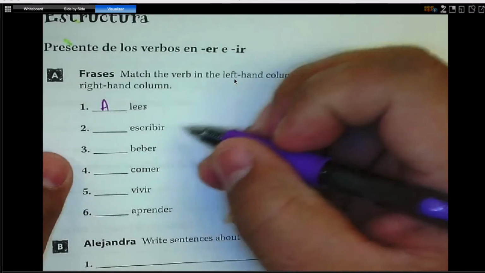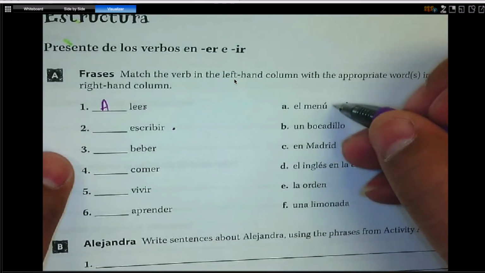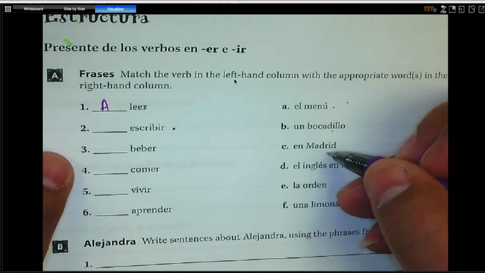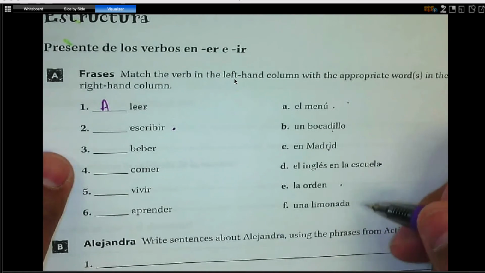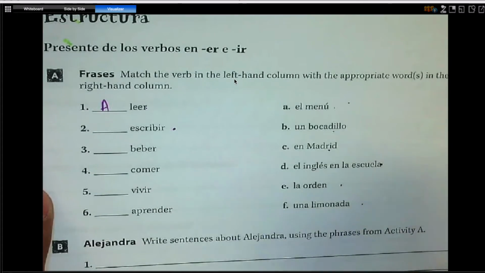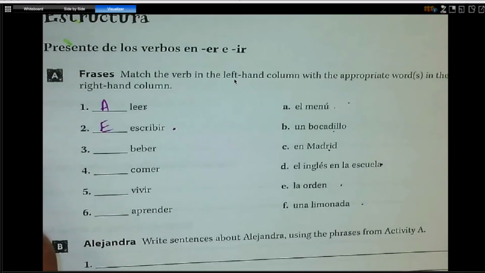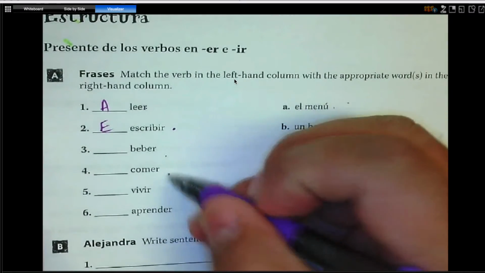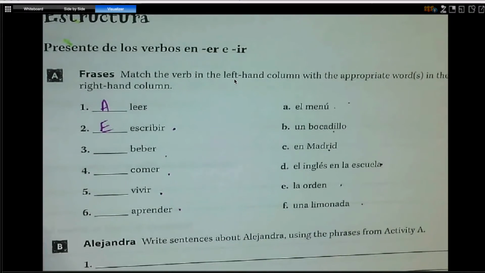2, escribir, the verb to write. To write the menu, sandwich, Madrid, English in school, the order, or una limonada. Probably going to be la orden. Okay, do the same thing. We got to drink, to eat, to live, to learn. Okay, match them up here. Push pause and write those in. Okay.